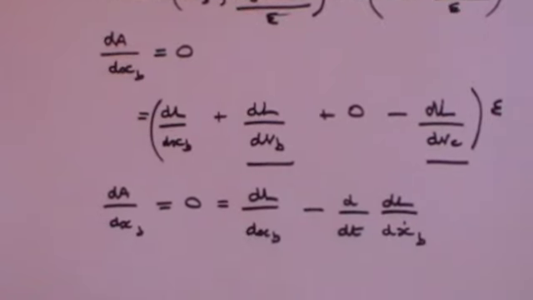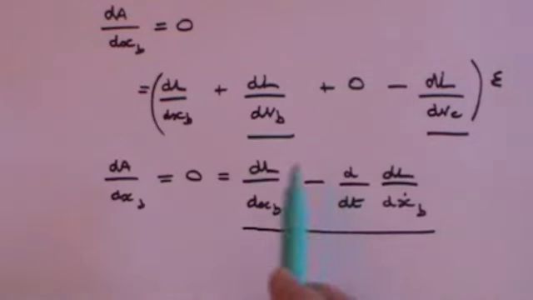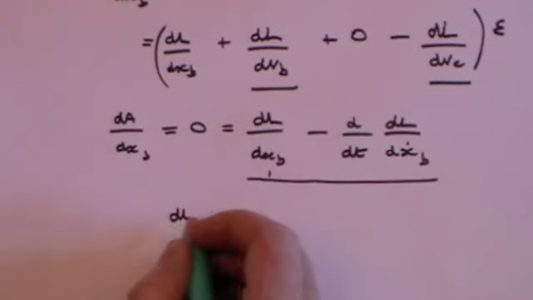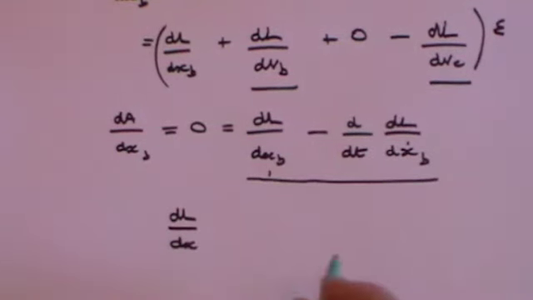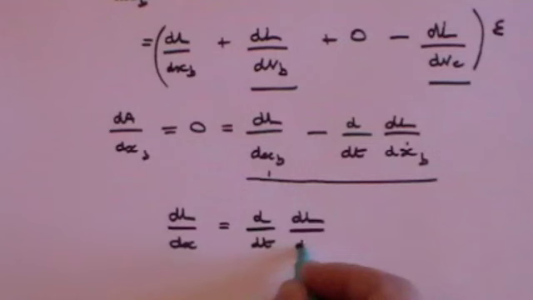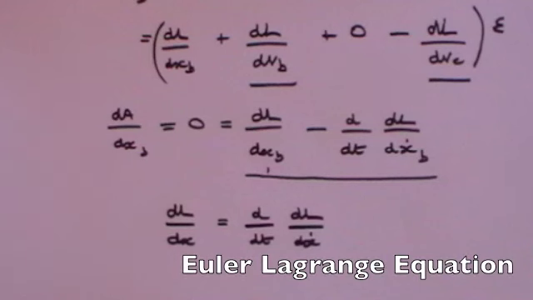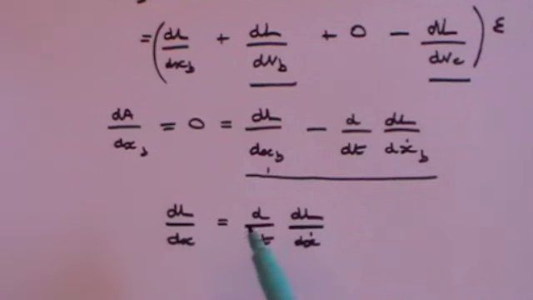And if that's the case, then this term here equals 0, which means that this term must equal this term. So dL by dx, I'll forget about the b now, is equal to d by dt of dL by dx dot. And that is called the Euler Lagrange equation. The derivative of the Lagrangian with respect to x is equal to the derivative with respect to time of the derivative of the Lagrangian with respect to x dot.